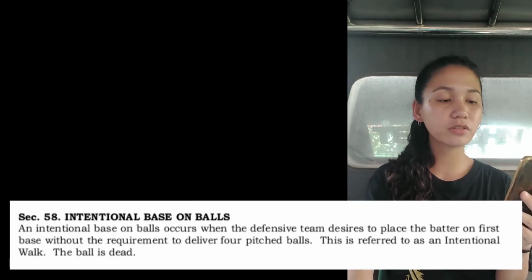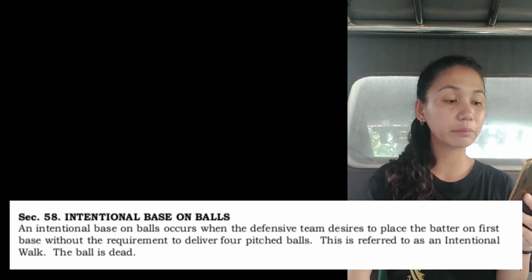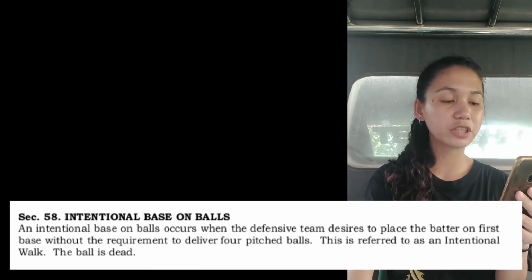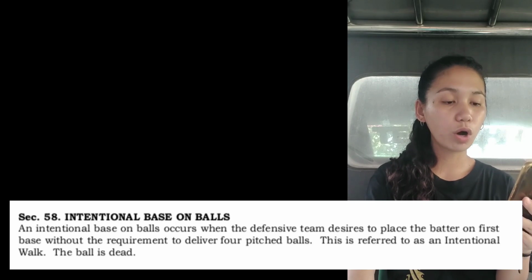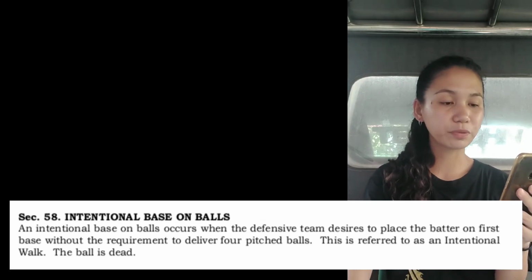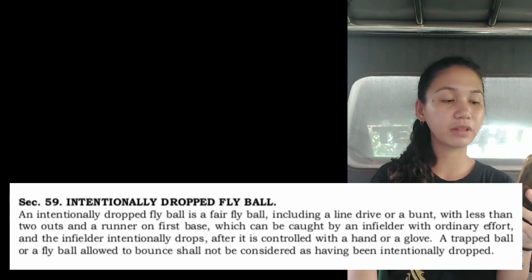An intentional base on balls occurs when the defensive team desires to place the batter on first base without the requirement to deliver 4 pitched balls. This is referred to as an intentional walk. The ball is dead. So that is section 58. So section 59, intentionally dropped fly ball.